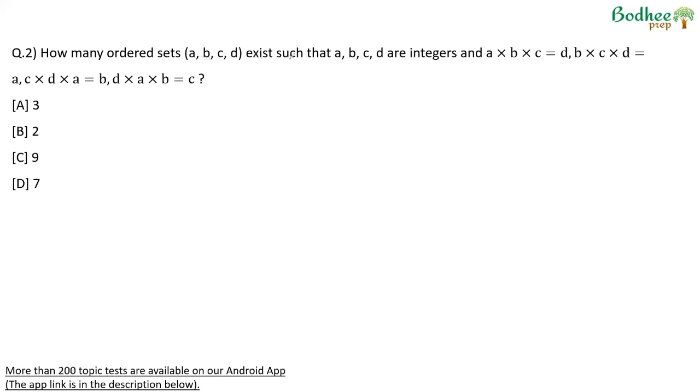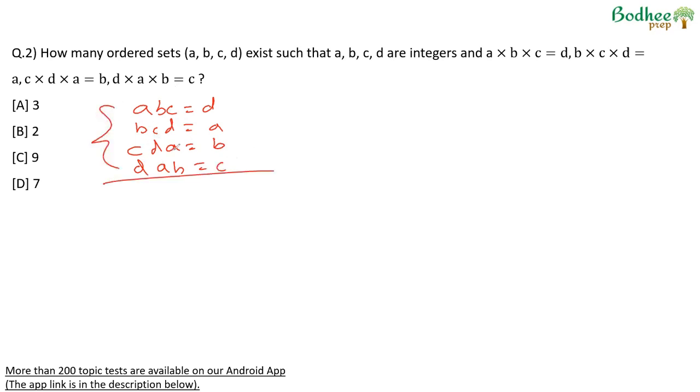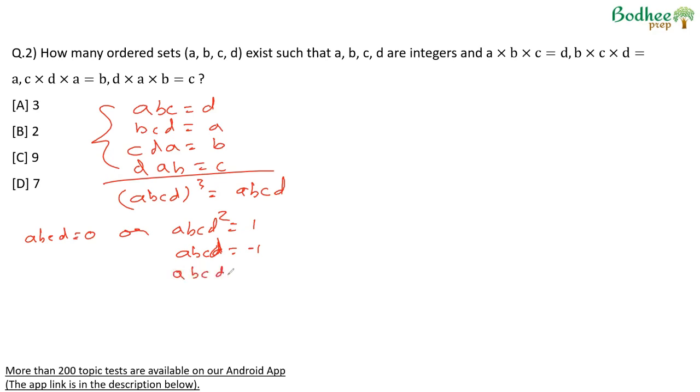Question number 2 says ABCD exists such that ABCD are integers and ABC is equal to D, BCD is equal to A, CDA is equal to B, and DAB is equal to C. If we multiply all of these four together, AAA 3 times, BBB 3 times, CCC 3 times, DDD 3 times, we get ABCD whole cube is equal to ABCD. And therefore, one of the solutions is ABCD is equal to 0 or ABCD square is equal to 1, which means ABCD is equal to minus 1 or 1. This is what we are to solve for.